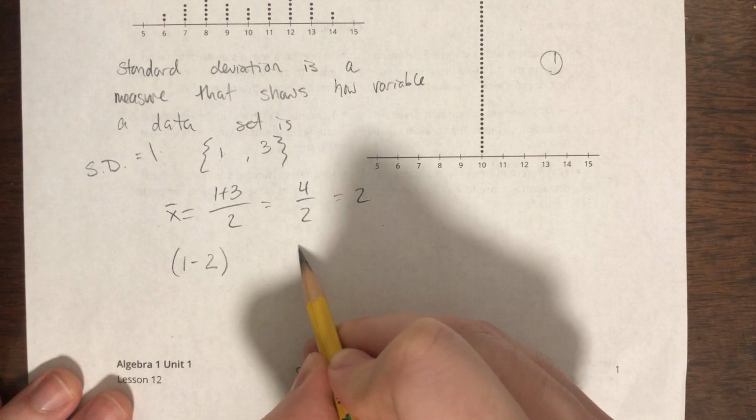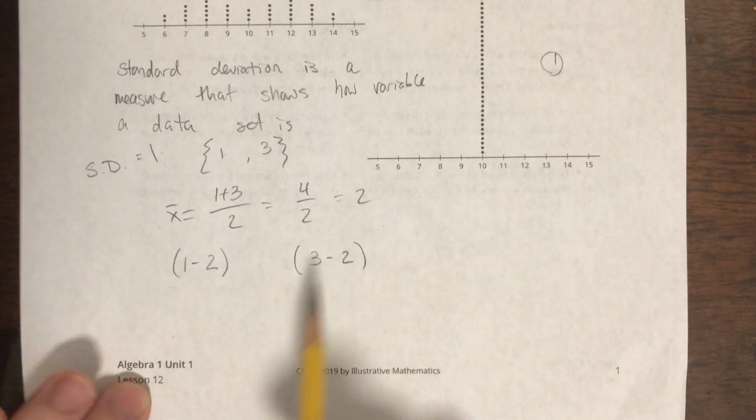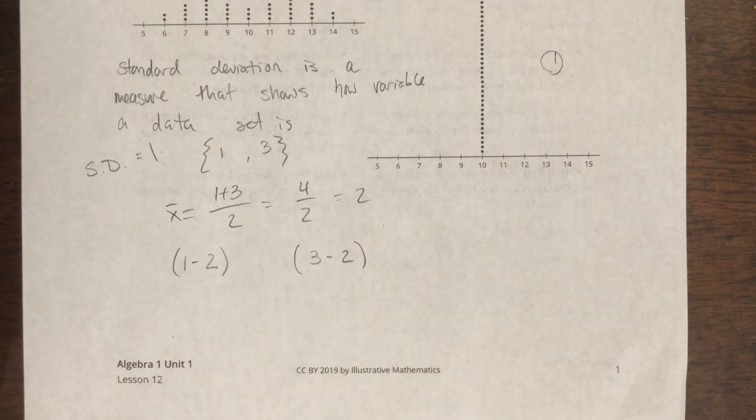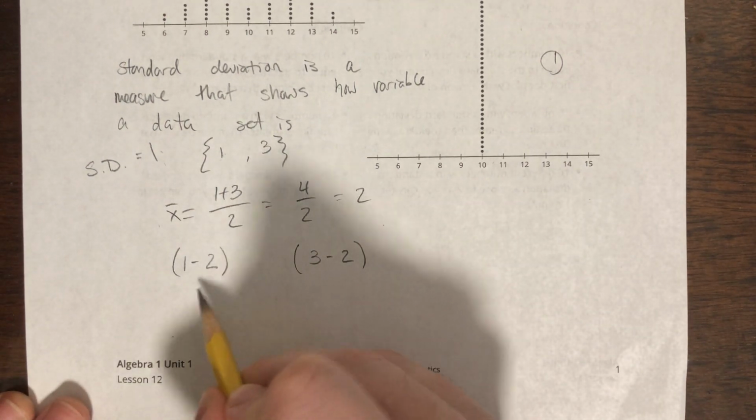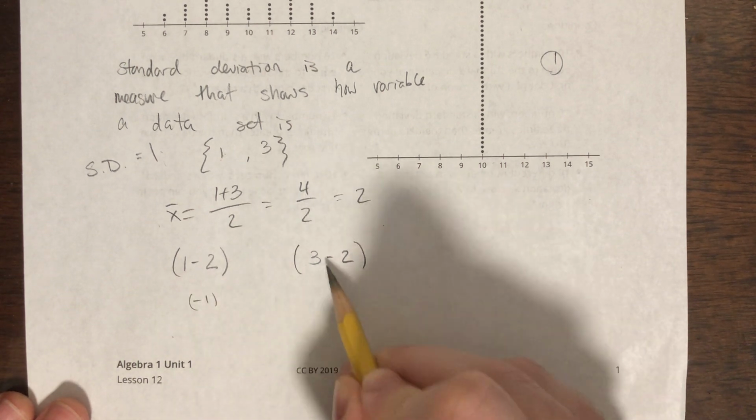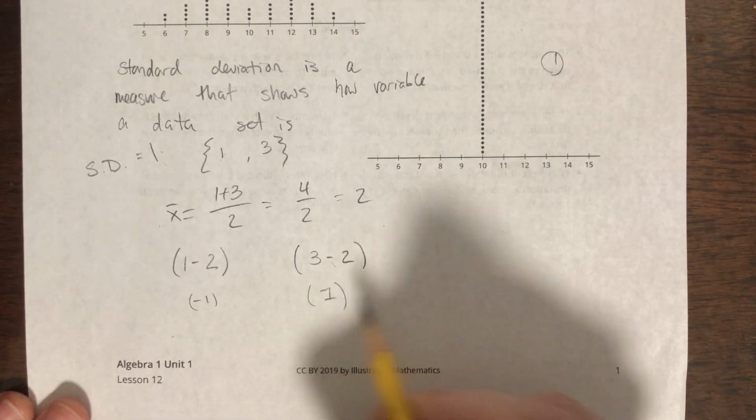And then also 3 minus 2 would be a difference, right? 1 and 3 are the 2 points from my data set. So the difference between 1 and 2, 1 minus 2, is negative 1. The difference here is 3 minus 2, that's positive 1.